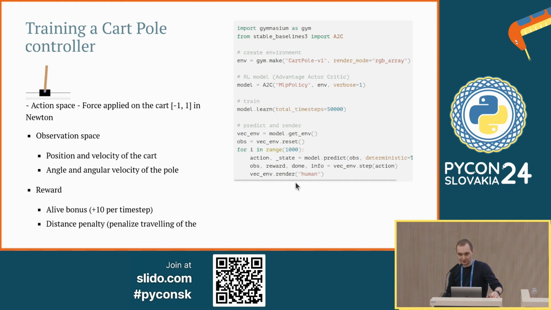You observe the state, you do some action, you get some reward, and you reiterate. What is the reward? You want this thing to stay up, to stay alive as long as possible, and you don't want to move it too much. The observation is the angle with respect to the ground. You want it to be straight up, so 90 degrees. And also you want to measure the current position and the velocity to estimate the next action, whether to move the cart to the left or to the right, to balance the pole.